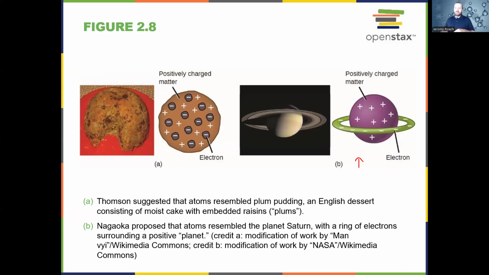Nagaoka was another scientist who proposed that atoms resembled the planet Saturn, with a ring of electrons surrounding a positive planet. And so this is much closer to the model that we accept today, although it's still a little bit different than what we see today. The electrons don't exactly orbit in this nice pattern of an orbit. Sometimes we show that in diagrams, but we're going to learn later in this course how electrons travel in these paths called orbitals.